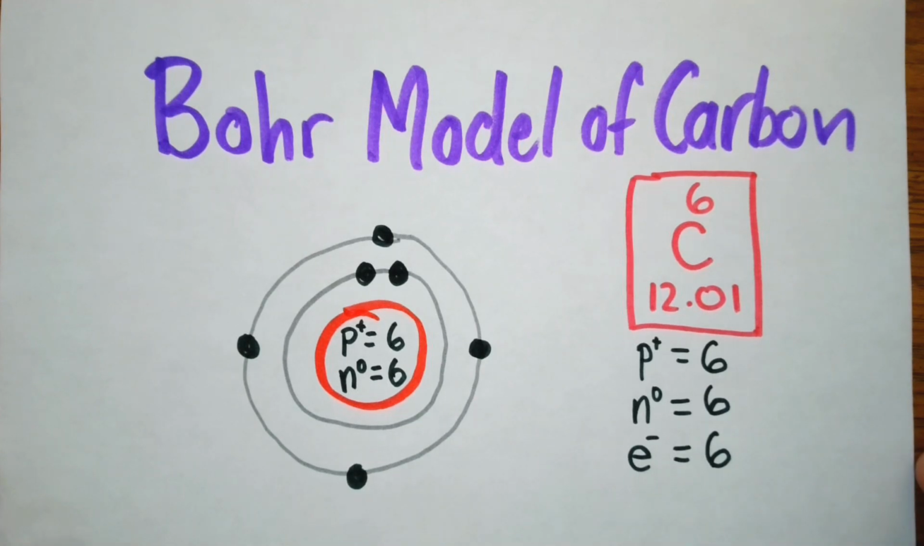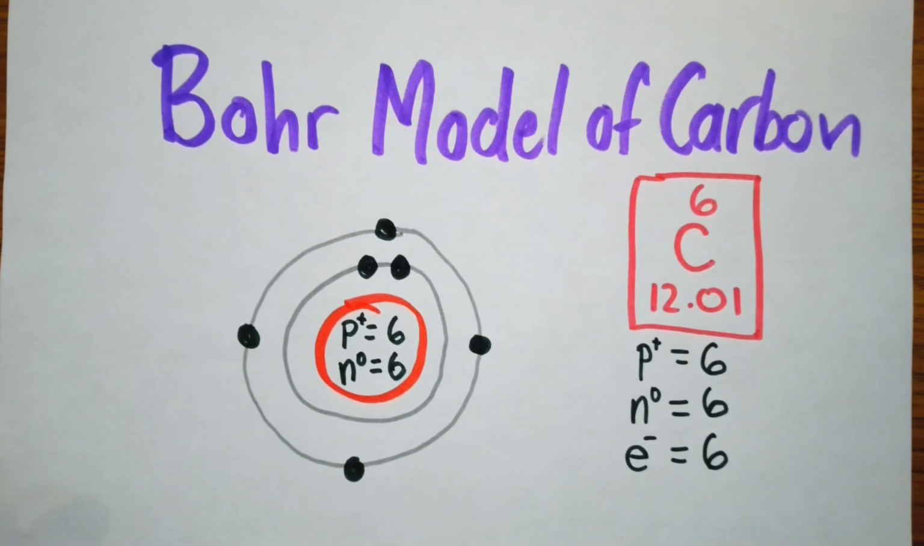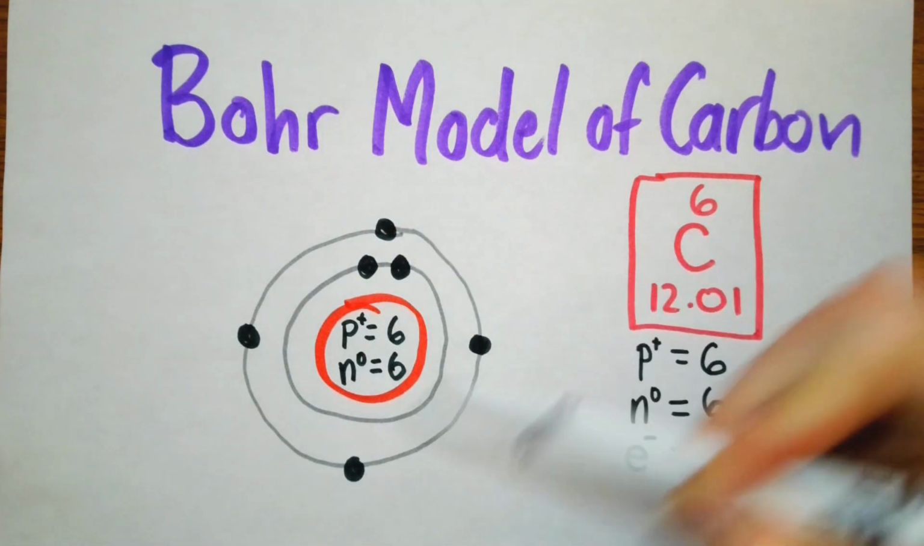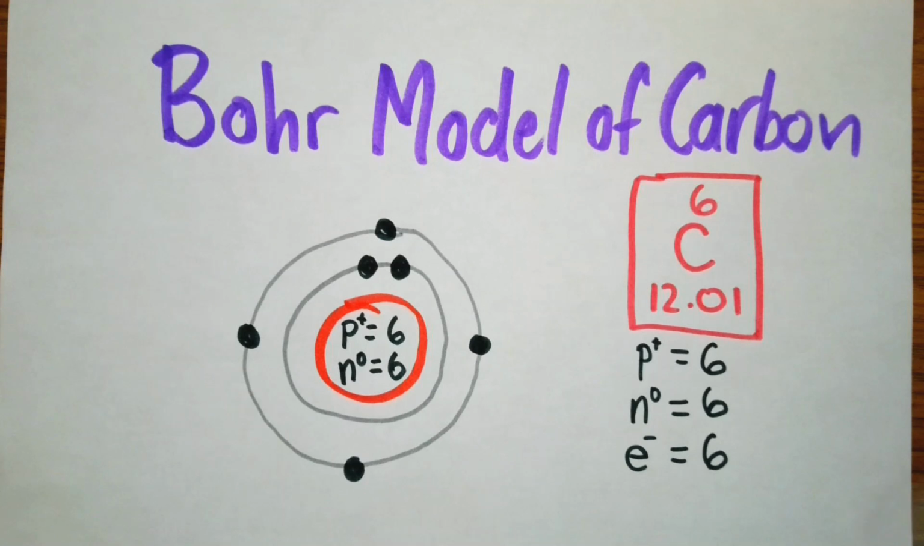We have 6 electrons. All right, it's pretty useful because when we look at our carbon atom here, we have 1, 2, 3, 4 valence electrons. That's the outside electrons. So that means it can have up to 4 bonds, and that's one reason why Bohr models are so useful.